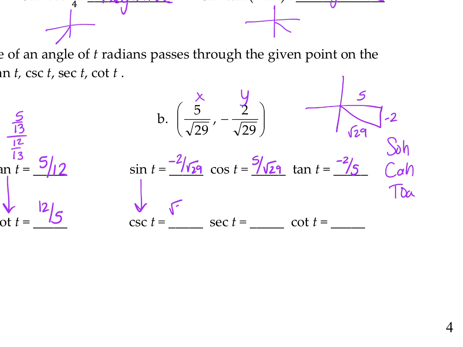Cosecant is the reciprocal of sine. Secant is the reciprocal of cosine. And then cotangent is the reciprocal of tangent.